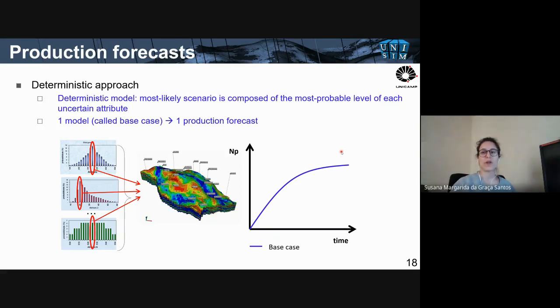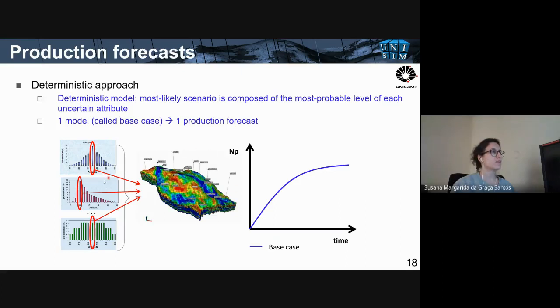So given that range of uncertainties, this is an example, the range of uncertainties, the PDFs. I'll get the most likely value of each attribute, and I say, okay, this is my base case, it's the most likely. Or I can get some forecasts and say, okay, this is my P50 model. I'm going to talk about that as well. I can use a model that is in the mid-range of everything, and I call this a base case, and I work with that.